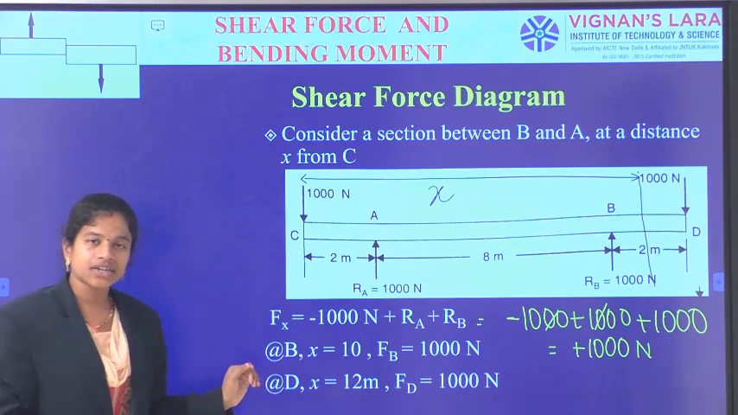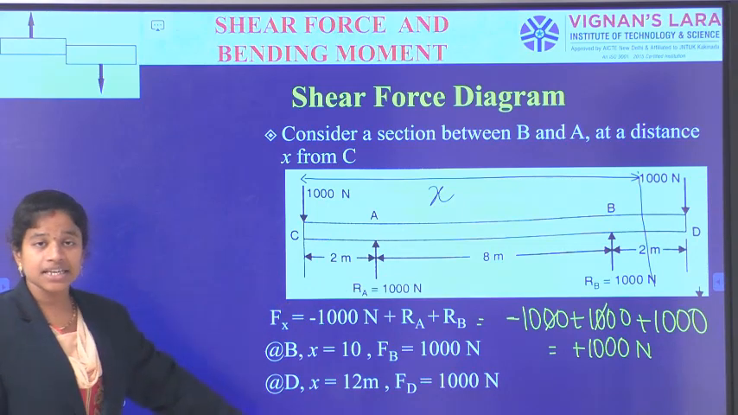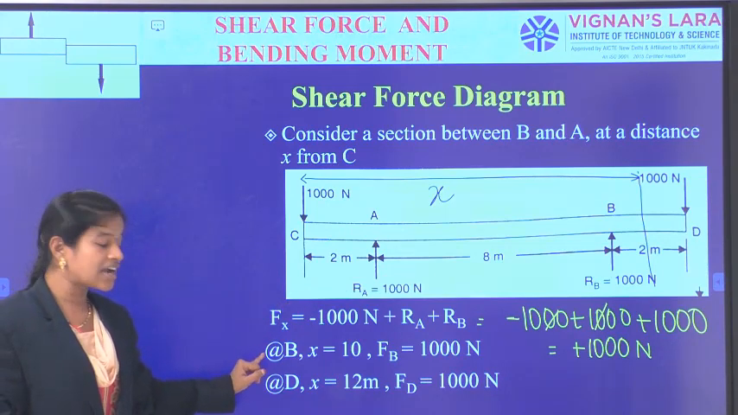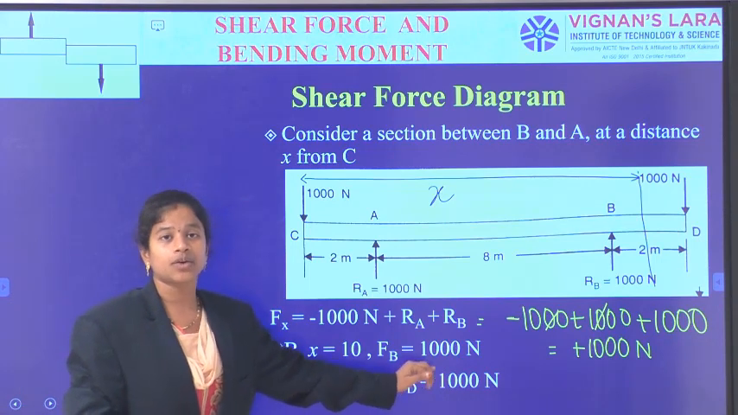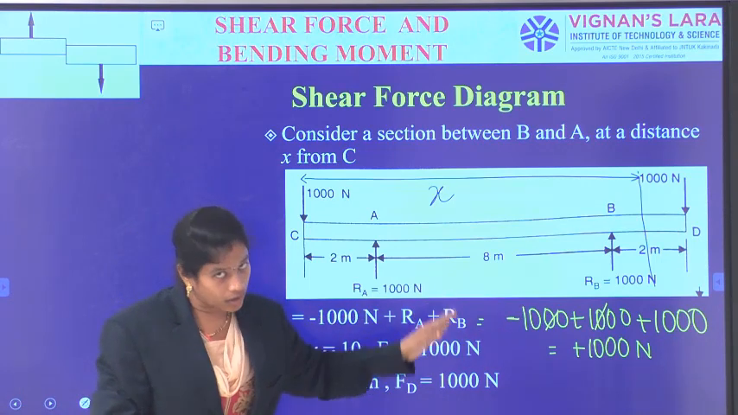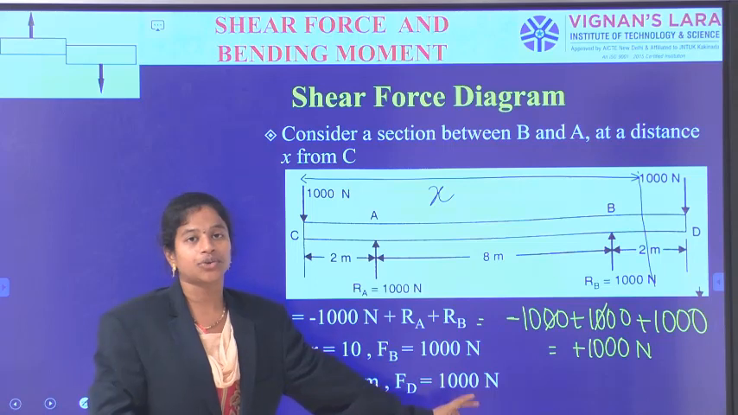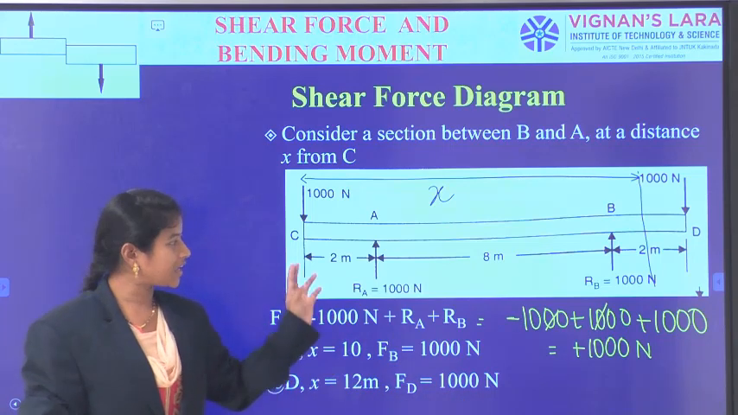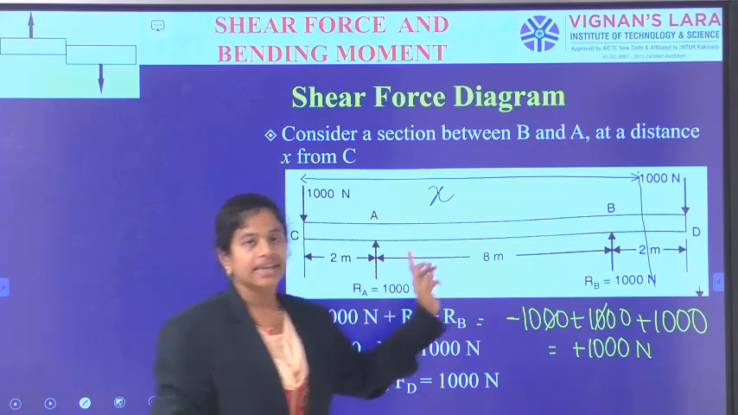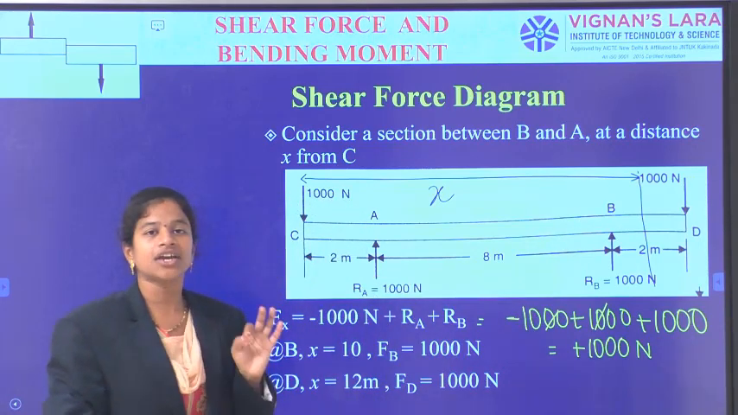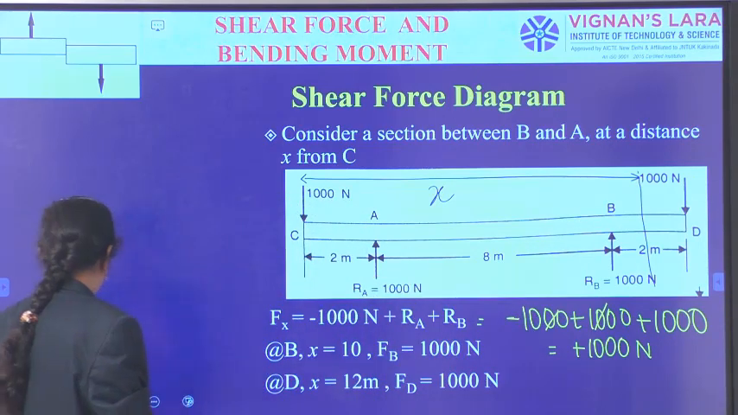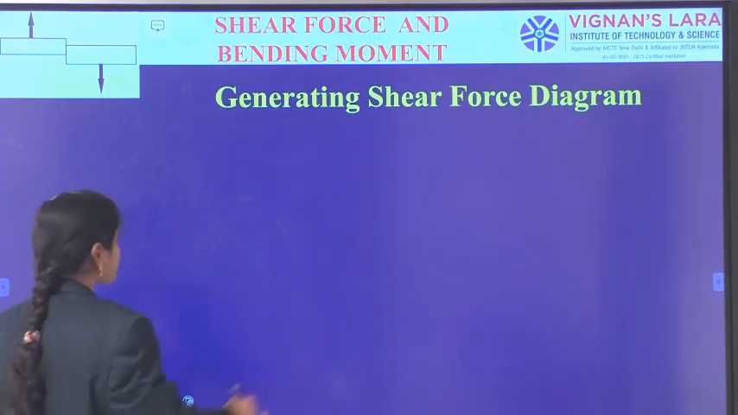Now at x is equal to 10 meters and x is equal to 12 meters, which is indicating point B and point D, Fb is equal to 1000 newtons and also Fd is equal to 1000 newtons. So in this way, at C and A, at A and B, at B and D, we have generated shearing force values. Now we are going to generate the shear force diagram.